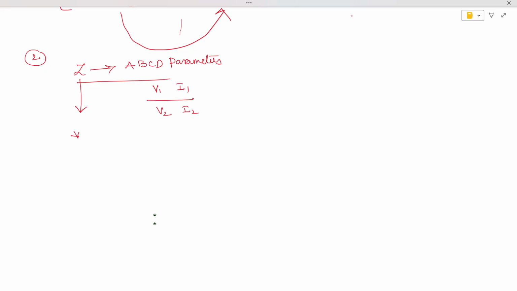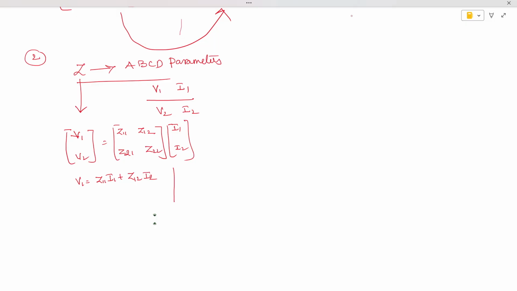Okay, so we will write down V1, V2 is equal to the matrix z11, z12, z21, z22 multiplied with I1, I2. So that gives V1 is equal to z11 I1 plus z12 I2, which is the first equation. Second equation, V2 is equal to z21 I1 plus z22 I2.